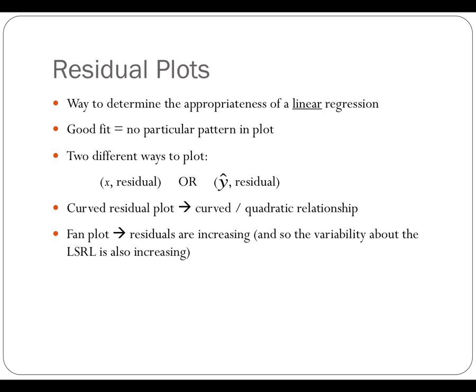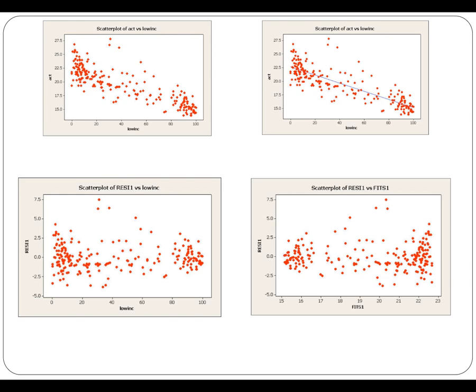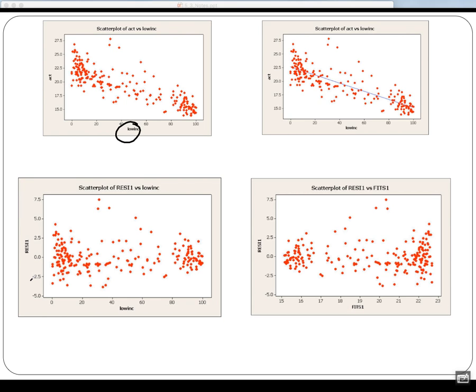Okay, if you look at page 12, you have these scatter plots. The one on the upper left plots low-income students versus the ACT score at that school. The one on the right is the same scatter plot, but the line of best fit is on it, the least squares regression line. This one on the bottom left plots low-income students versus the residuals. So this is X versus the residuals. The one on the right plots Y hat, the predicted ACT score, versus the residuals.